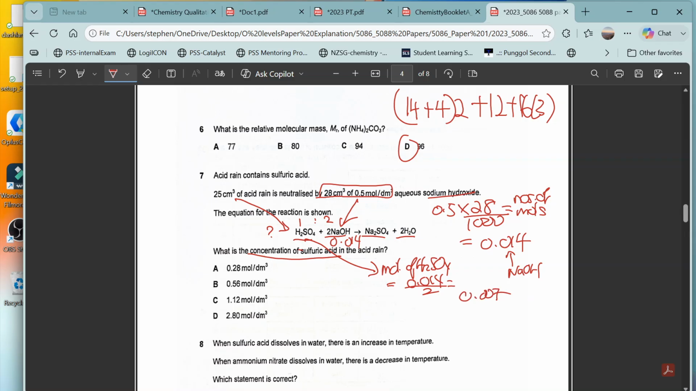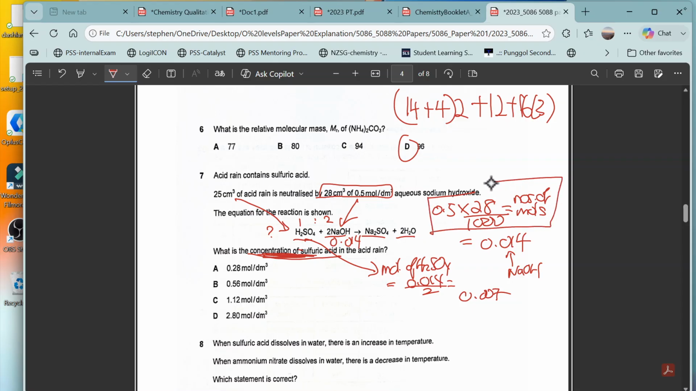Okay, now you know the number of moles of acid reacted with the sodium hydroxide is 0.007. Very good. But is this your answer? No. Why no? Because they want the concentration. So again, because it is acid, is alkaline, right?